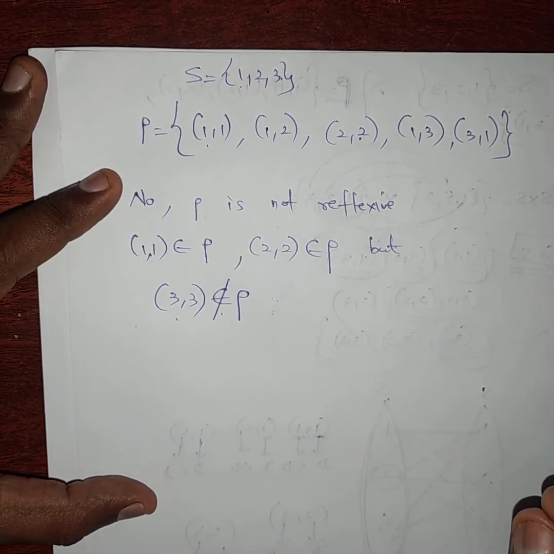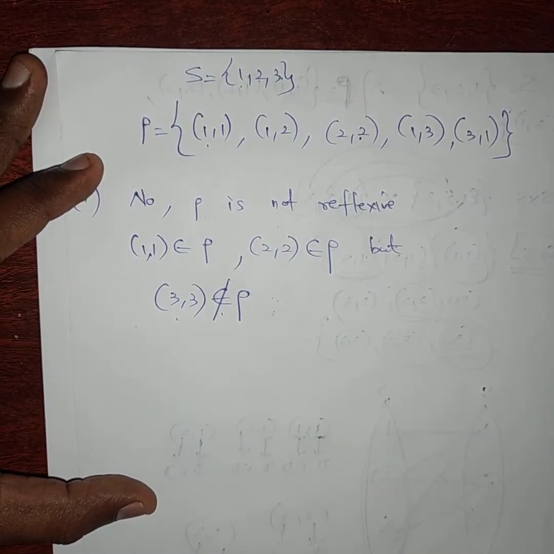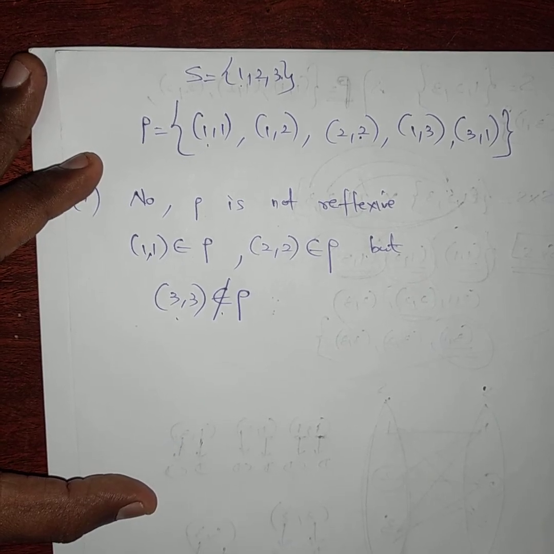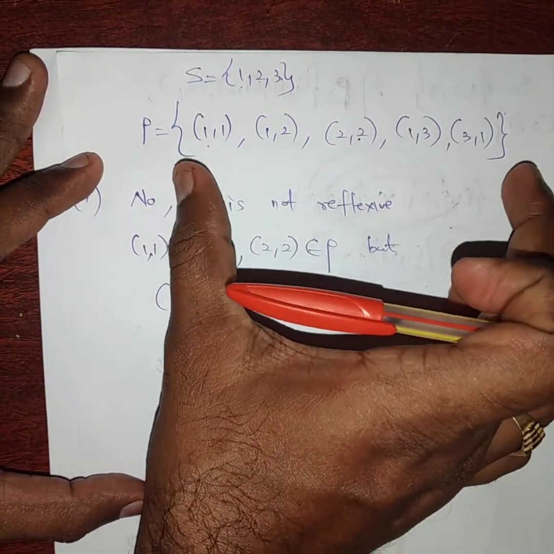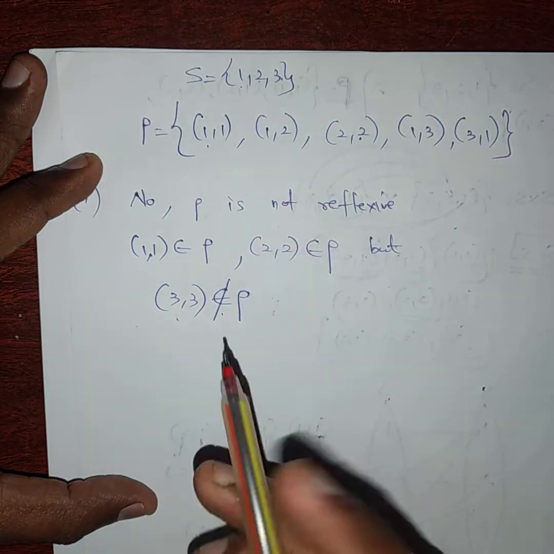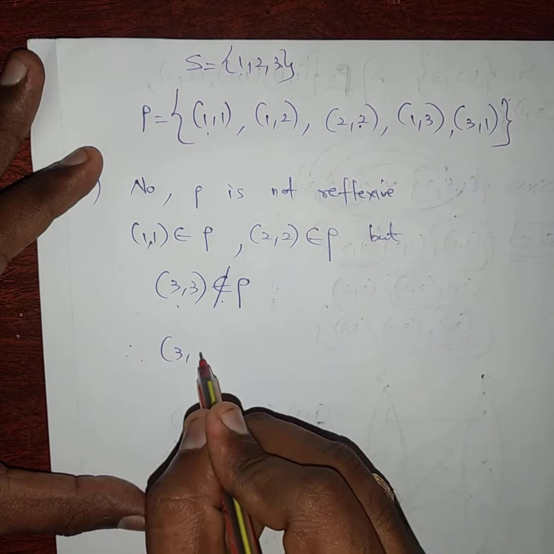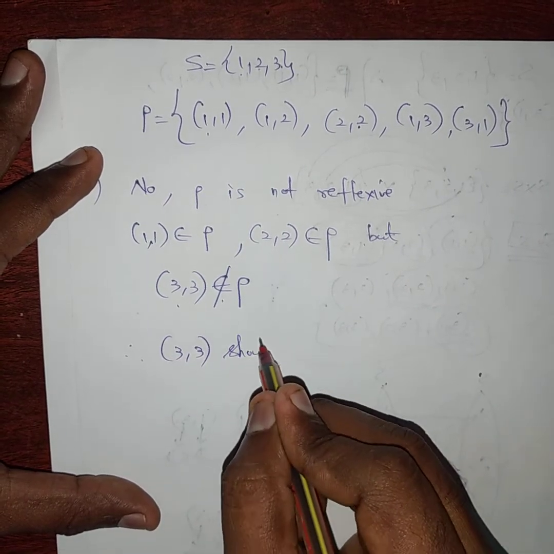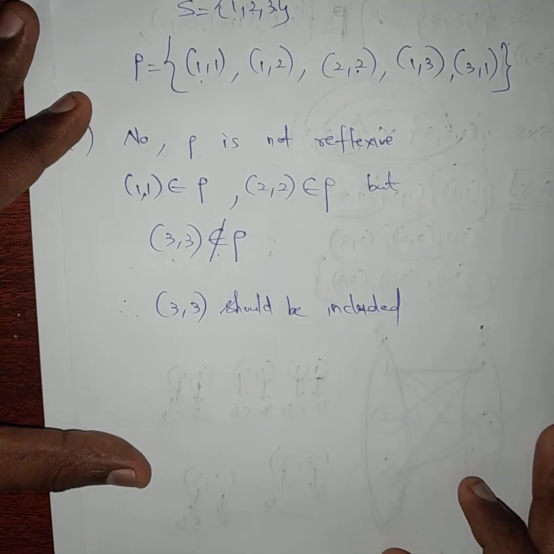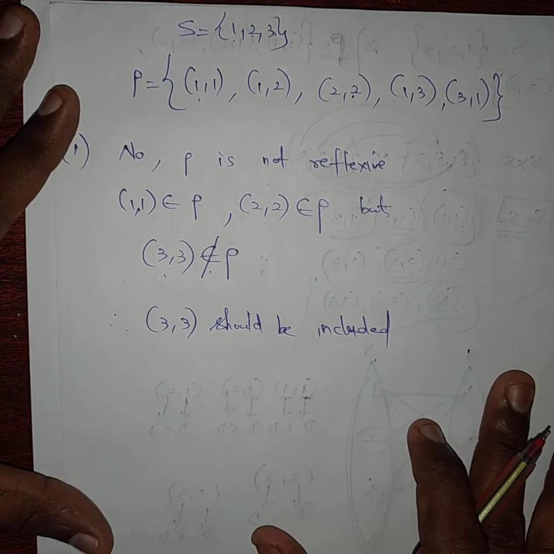Therefore it is not reflexive. The question asks if rho is reflexive; no, rho is not reflexive. If not, state the reason. I told the reason. Then what is the next question? Write a minimum set of ordered pairs that should be included in rho so that it becomes reflexive. To make this relation reflexive, what should I add? Adding is nothing but 3 comma 3. Therefore 3 comma 3 should be included to make it reflexive. That's all. This is the first subdivision of the sum. I think you can easily understand this sum.